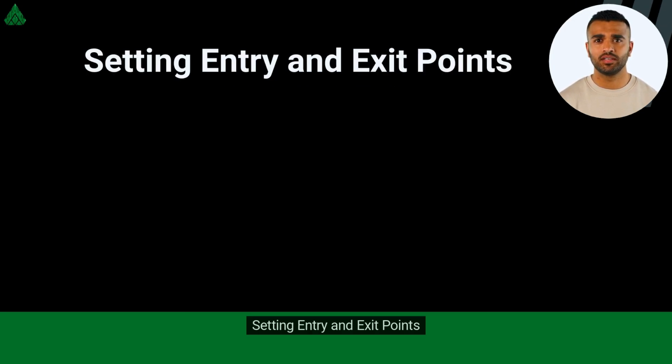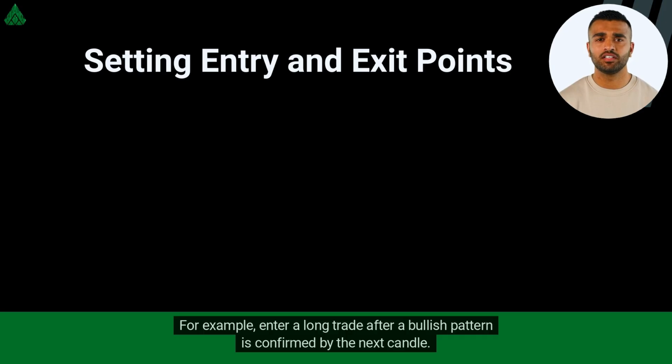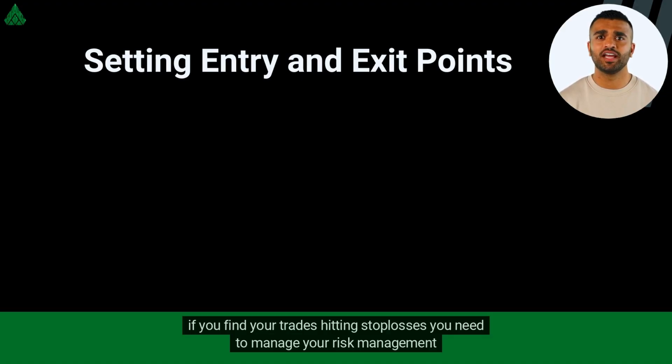Setting entry and exit points. Once a pattern is identified, determine your entry point based on the confirmation of the pattern. For example, enter a long trade after a bullish pattern is confirmed by the next candle. Set your exit points by considering the potential movement indicated by the pattern. This could be a fixed profit target or trailing stop loss to maximize gains. If you find your trades hitting stop losses, you need to manage your risk management.